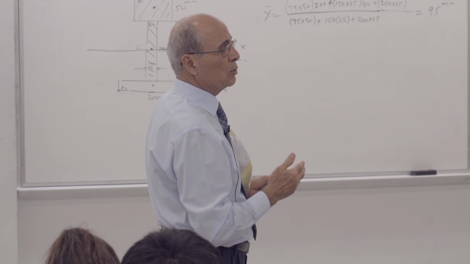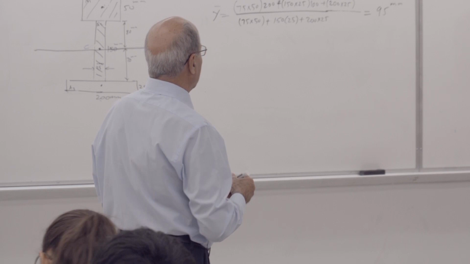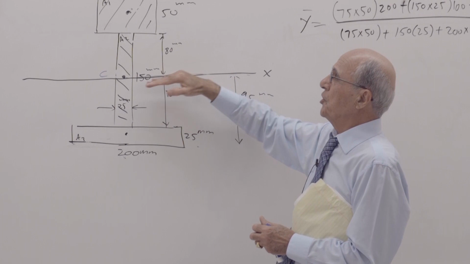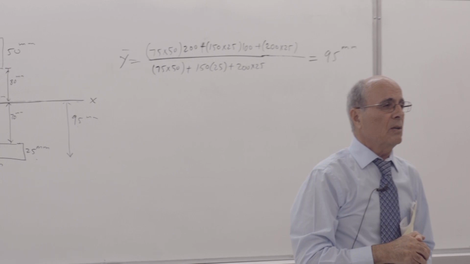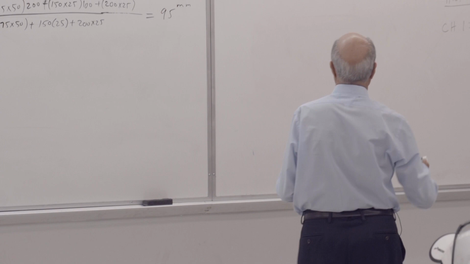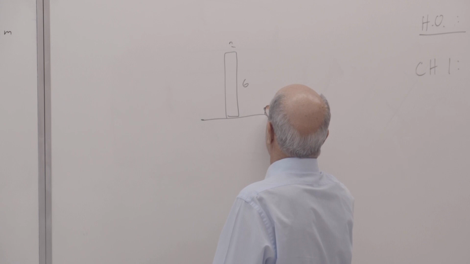Correct? So let's calculate. Now, before I do that, my x axis was there, and that was the q value. If I put my x axis here, tell me this: are the area above and the area below this x-axis equal or not? Or should they be equal or not? Yes or no? This is 6 by 2. This is 6 by 2. Do you think the centroid is there?